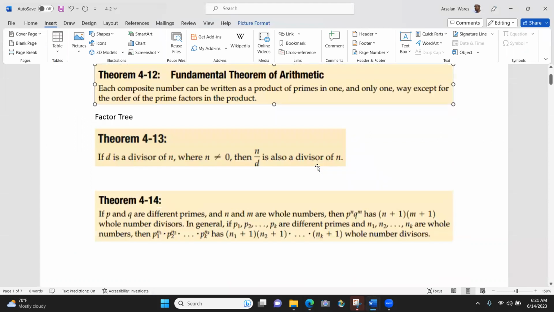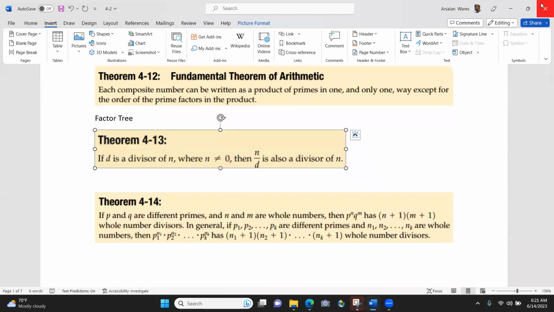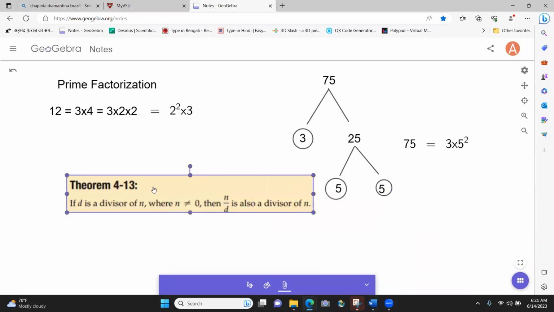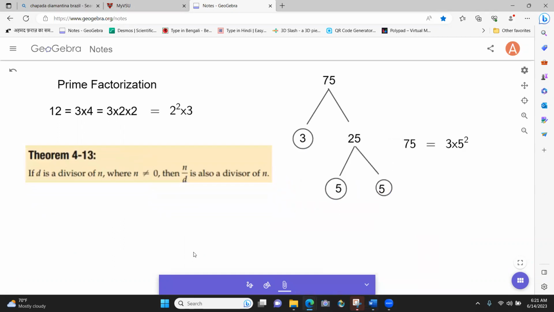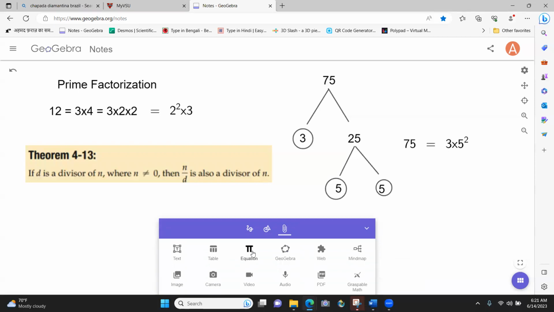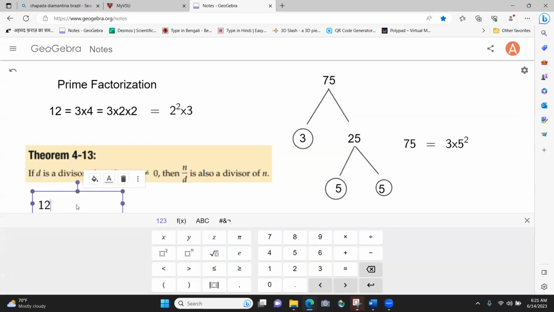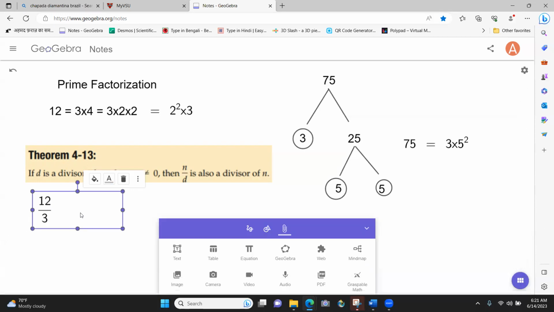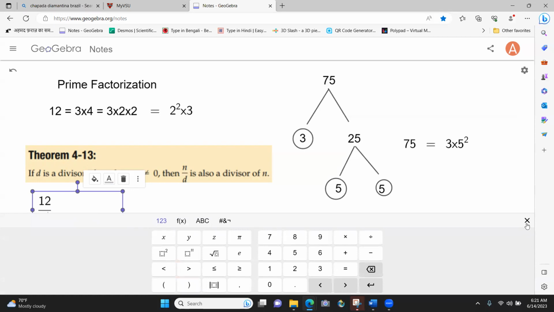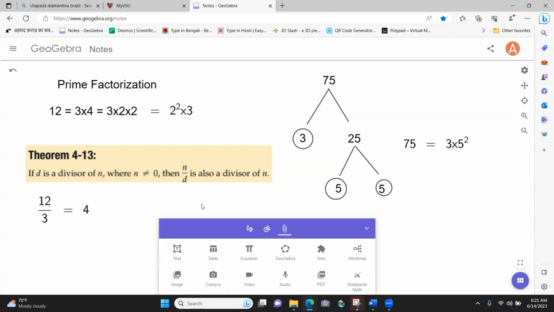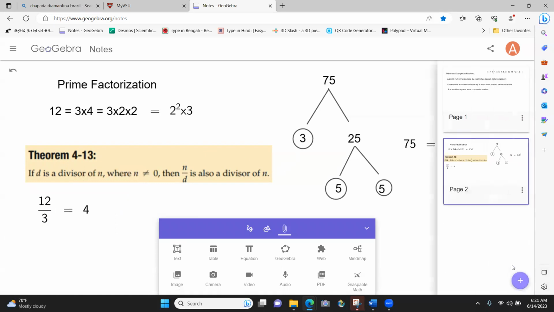All right, let's get rid of this. I'm not going to worry about this one, it's very basic, but I'm going to go over it. What does it say? If D is a divisor of N, let's take our example of 12. 3 is a divisor of 12. That's a fancy way of saying 3 divides 12. 3 divides 12, and the answer is 4, or the quotient is 4 if you want to be really fancy. Actually, guys, I'm going to go to a different slide.